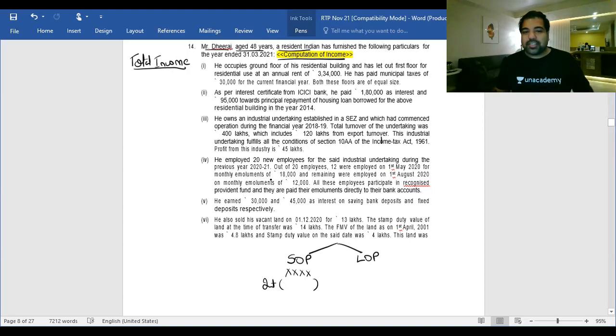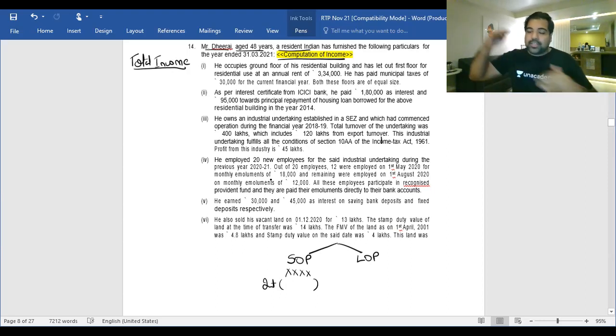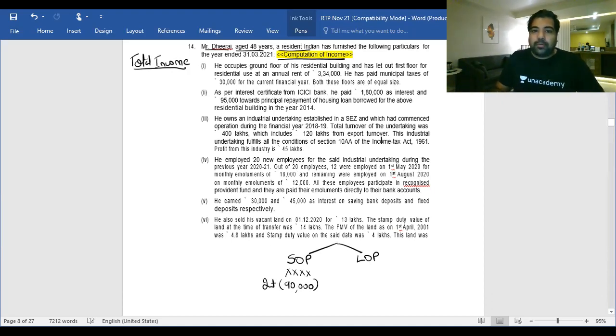Guys, my shortcut for this is the moment a portion of the house, like the ground floor, is self-occupied and a portion is let out, you apportion everything. That's the word. For a portion of the house, you apportion. So I'm going to apportion the interest. 90,000 is here. And 90,000 will be for LOP.